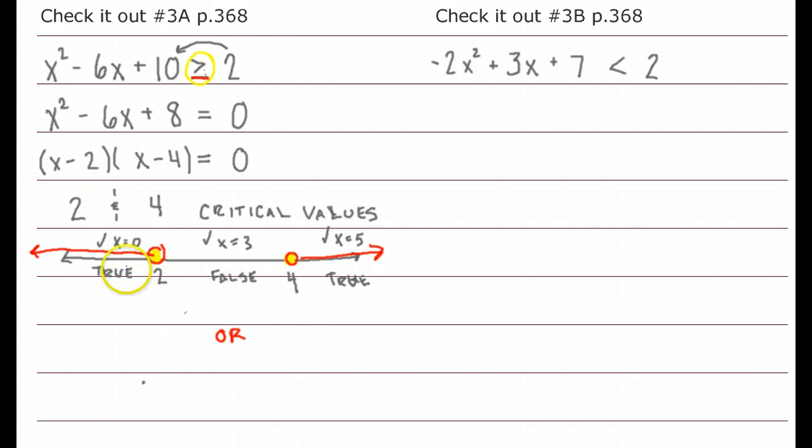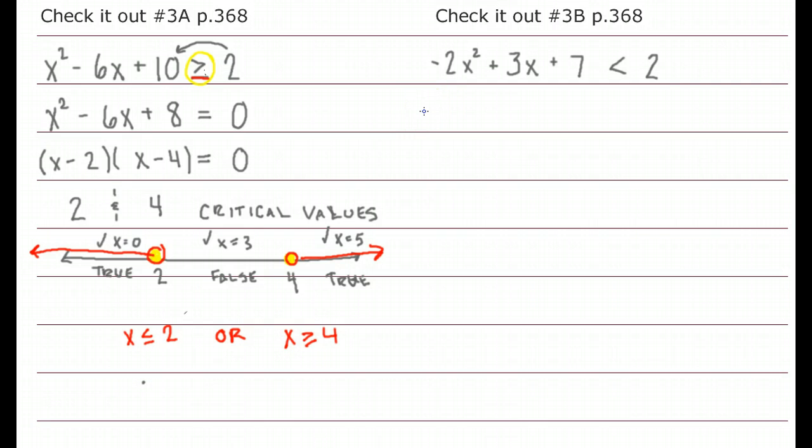Because there's no way it can be less than or equal to 2 and greater than or equal to 4. There's no way. So it's either less than or equal to 2 or it's greater than or equal to 4. So my inequality is written like this: x less than or equal to 2 or x greater than or equal to 4. So there you have it, check it out, 3a.